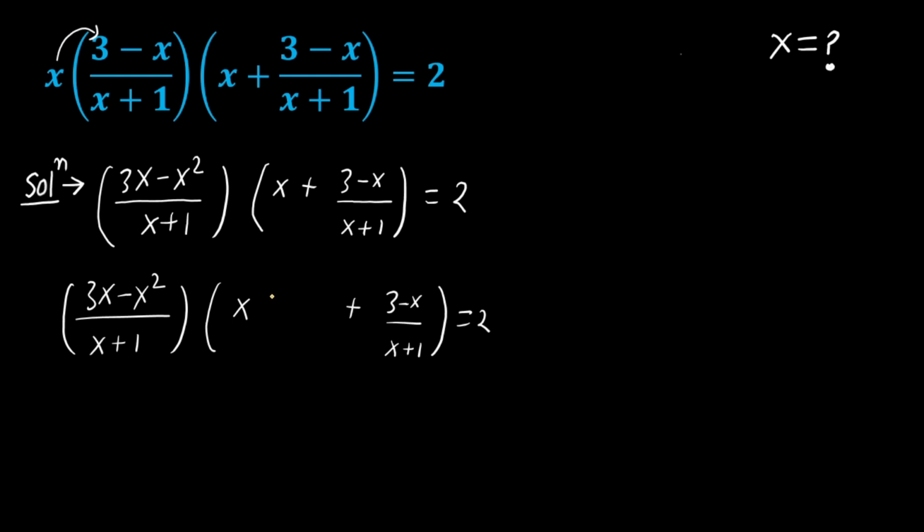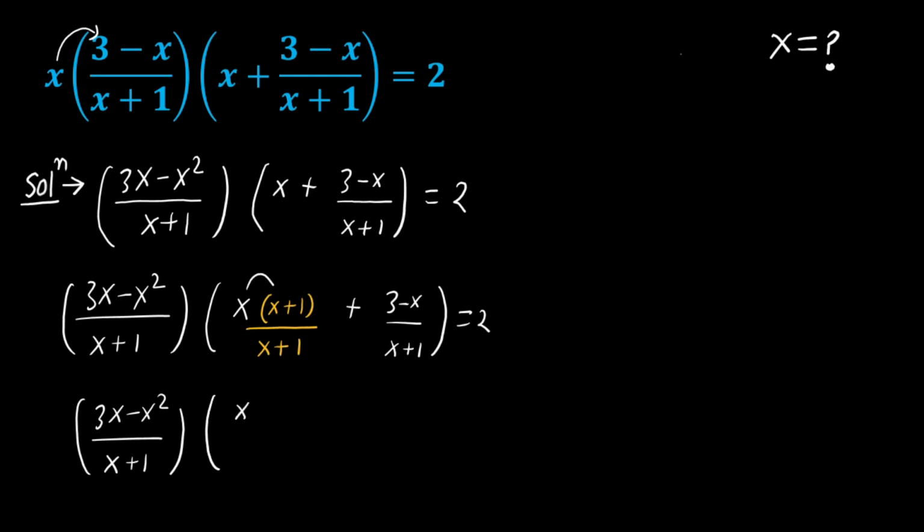And here if we multiply by x plus 1 and divide by x plus 1, then (3x minus x square divided by x plus 1) is multiplied by (x multiplied by x is x square, plus x multiplied by 1 is x, divided by x plus 1, plus 3 minus x divided by x plus 1), and this is equals to 2.